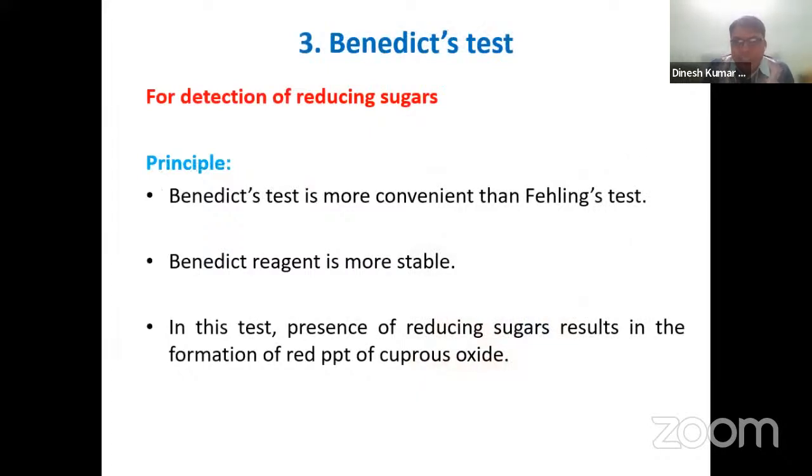The other test that can be done for reducing sugar is the Benedict test. It is more convenient than the Fehling test, and the reagent is more stable. In this test also, the presence of reducing sugar results in the formation of a red precipitate of cuprous oxide. The reaction is almost the same, just the chemicals are a little bit different.